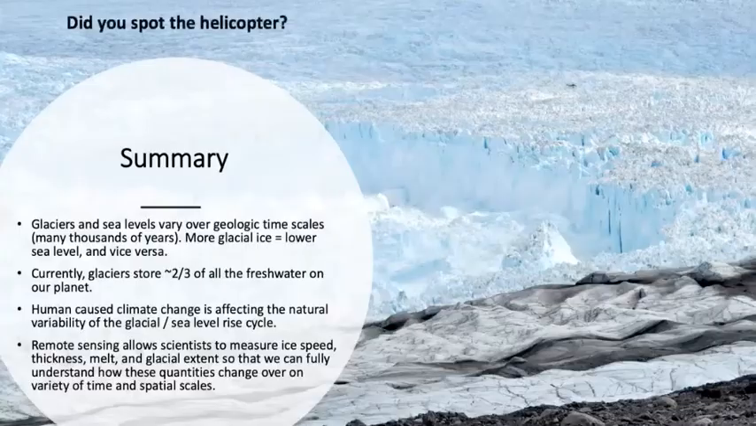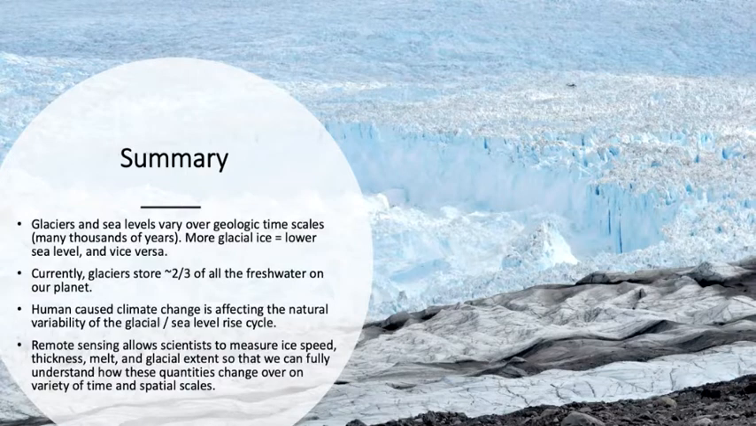Great. So I just summarized things, and just to wrap up the talk, a reminder that glaciers and sea levels vary over geologic timescales. So these are many thousands of years. And when you have more glacial ice on land, you have lower sea levels and vice versa.